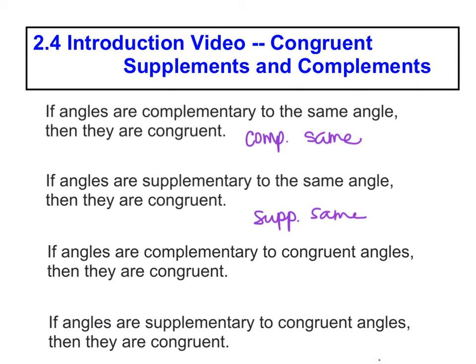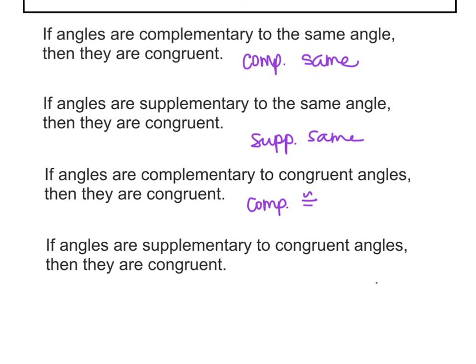So this one we're going to say complementary to congruent angles, then they are congruent. And then the last one, if angles are supplementary to congruent angles, then they are congruent. So our abbreviation for that will be supplementary congruent.